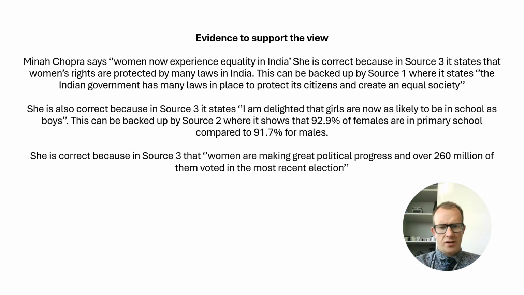So in this section, I've looked at evidence to support the view that women now experience equality in India. And everything here is examples of progress. Paragraph 1, women in source 3 have rights that are protected. Source 1 backs that up, there are laws in place. That's 2 marks. The second one's to do with schools. So in India, girls go to school the same as boys. Source 2 backs this up with examples. And the last one is only worth 1 mark because you're given one example about women and elections.